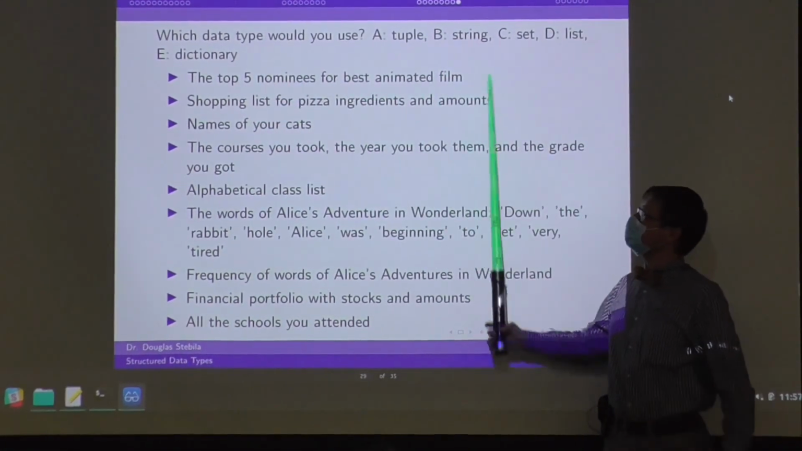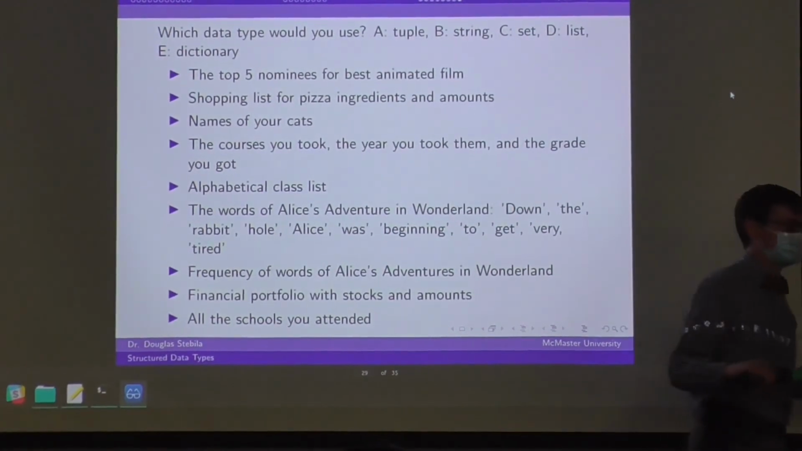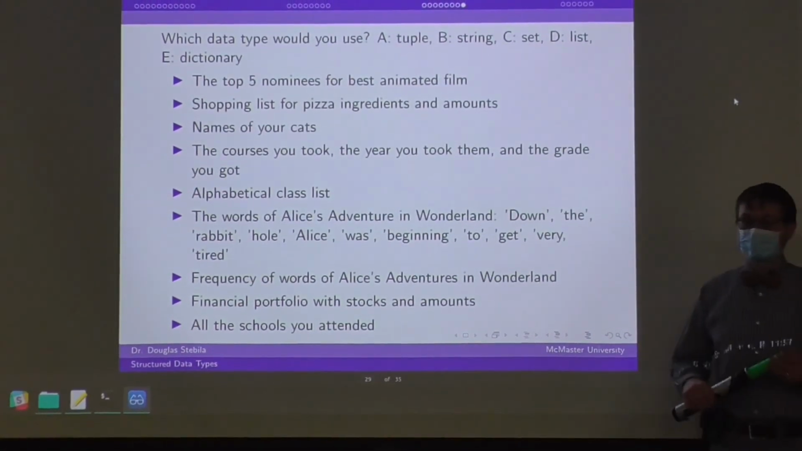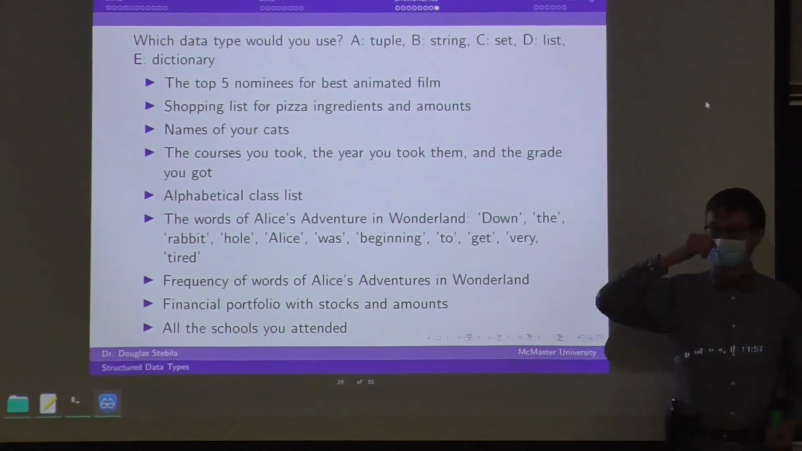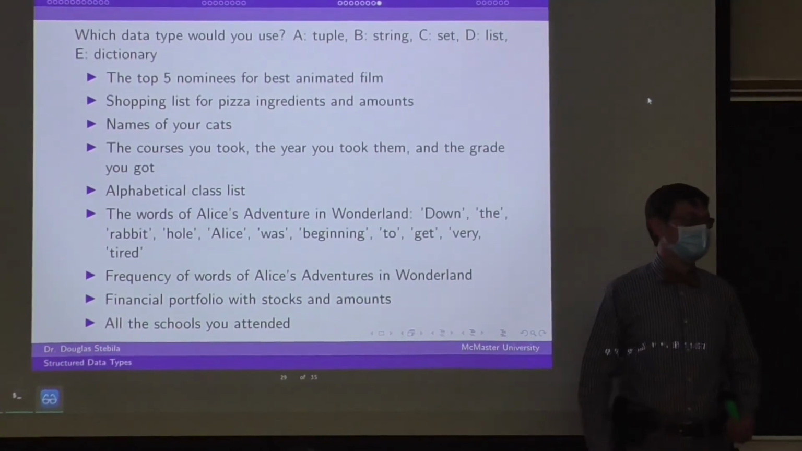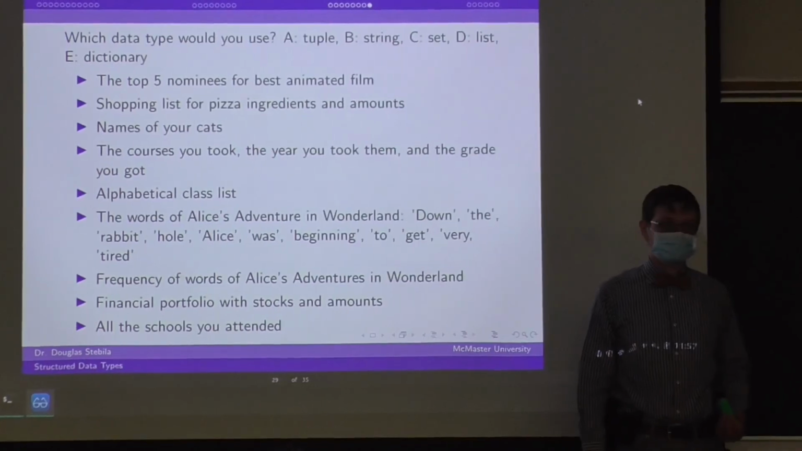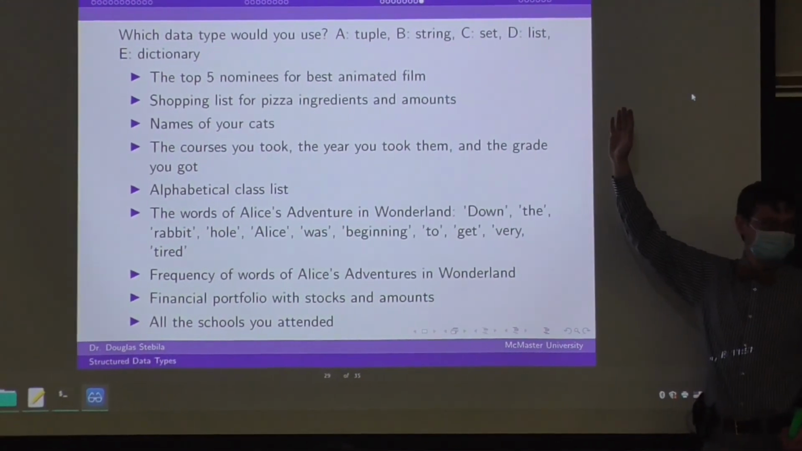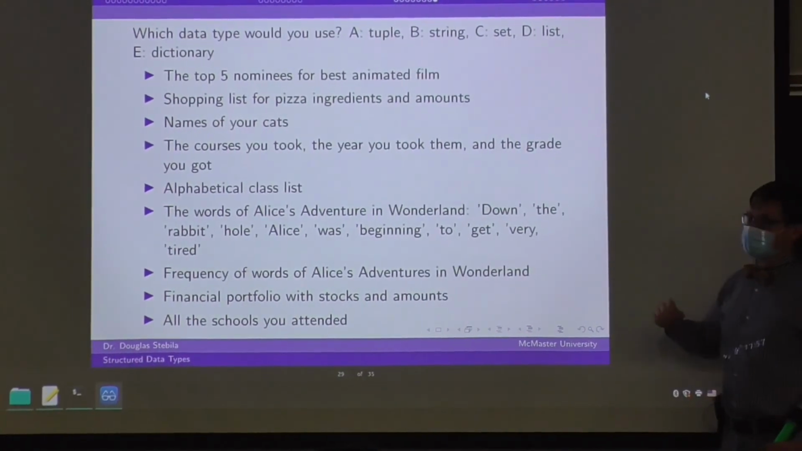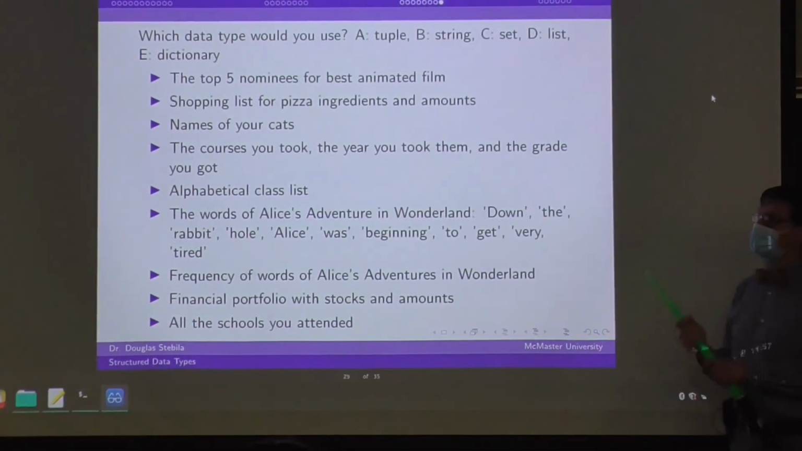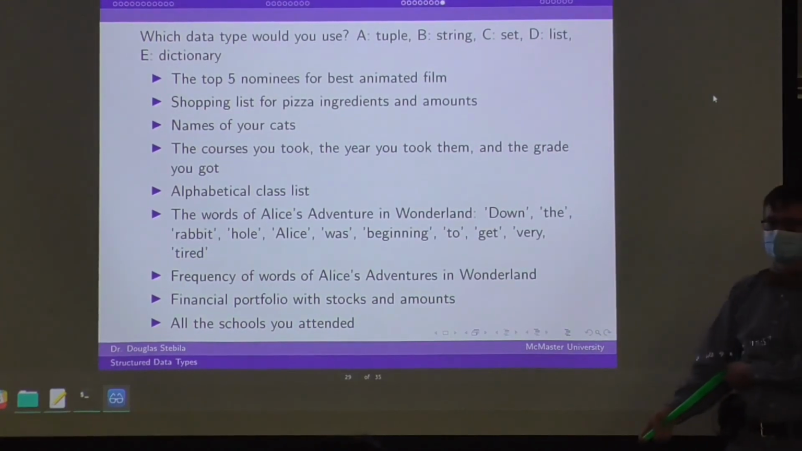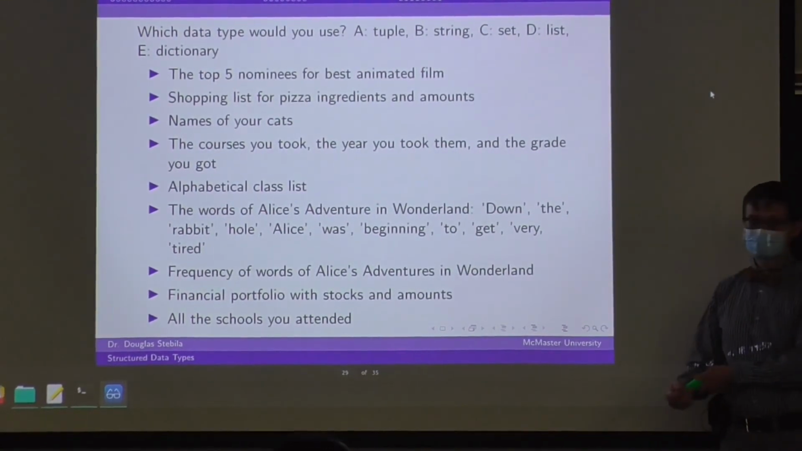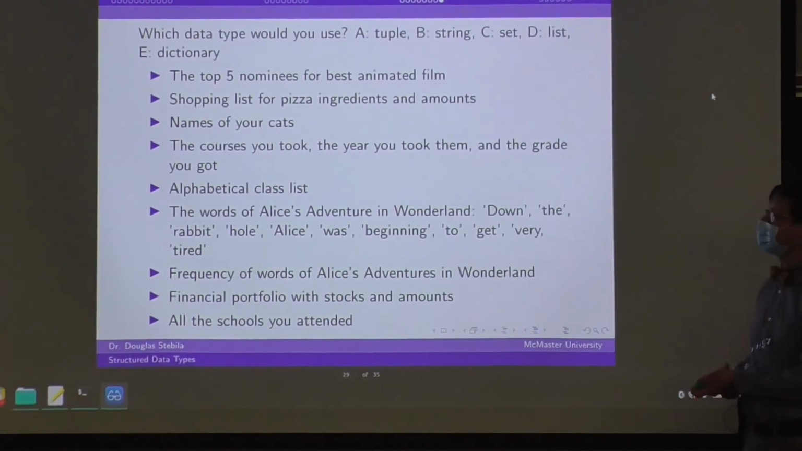The top 5 nominees for best animated film. How many people would use a tuple? Incidentally, you can answer more than once for all of these, because in many cases more than one data structure is valid, right? So how many people think a tuple? How many people think a string? How many people think a set? How many people think a list? How many people think a dictionary?